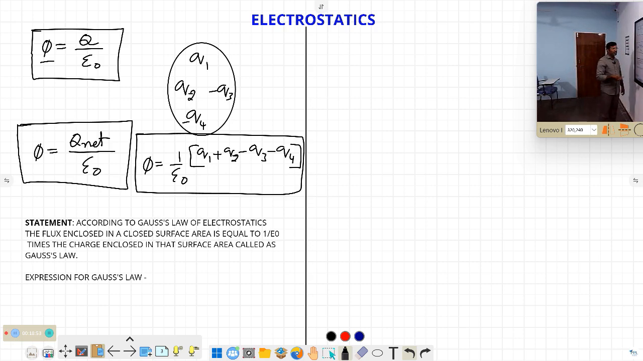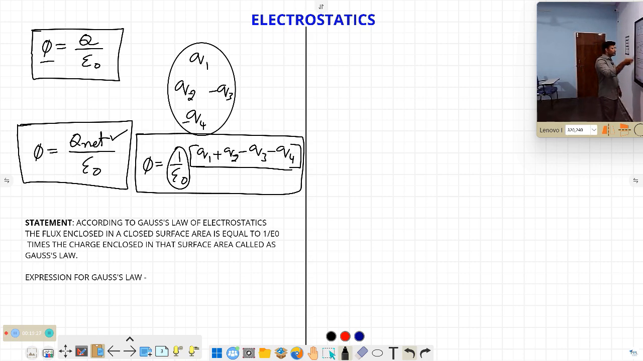Now come to the statement. According to Gauss law of electrostatics, the flux enclosed in a closed surface area is equal to 1 by epsilon naught times the charge enclosed in that surface area. That is what we have just discussed. Which charge? The net or total charge enclosed in that closed surface area is called Gauss law of electrostatics. This is important. Now the expression for the Gauss law.